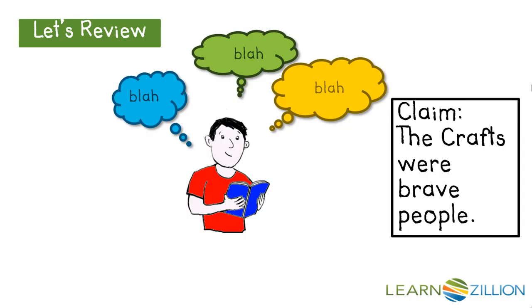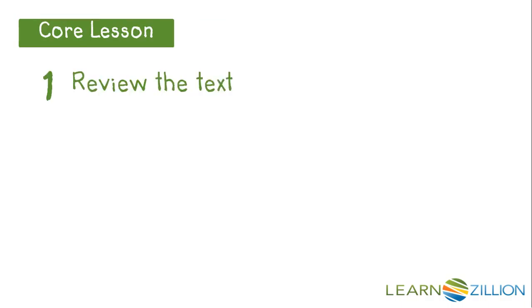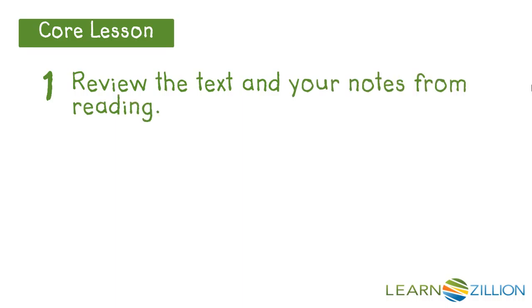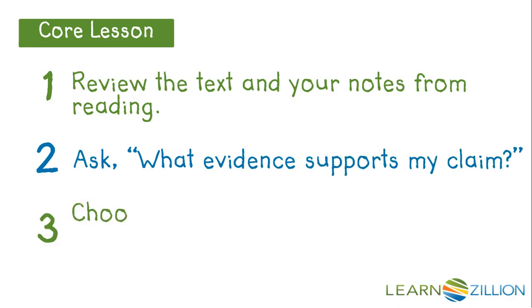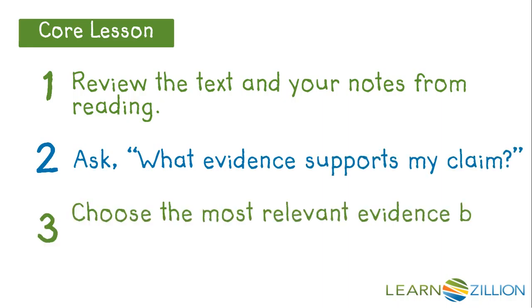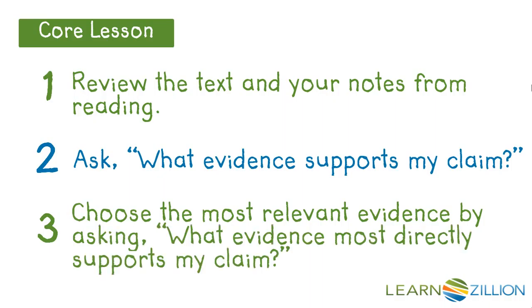We'll need to look at all the evidence and decide which examples would be most relevant to our argument. We'll also need to organize the evidence into an order that makes sense and won't confuse the reader. Our essay map will help keep all of our evidence organized. So here are the steps we'll follow to find our supporting evidence. First, we'll review the text and your notes from the reading. Next, we'll ask what evidence supports my claim. And last, we'll choose the most relevant evidence by asking what evidence most directly supports my claim.